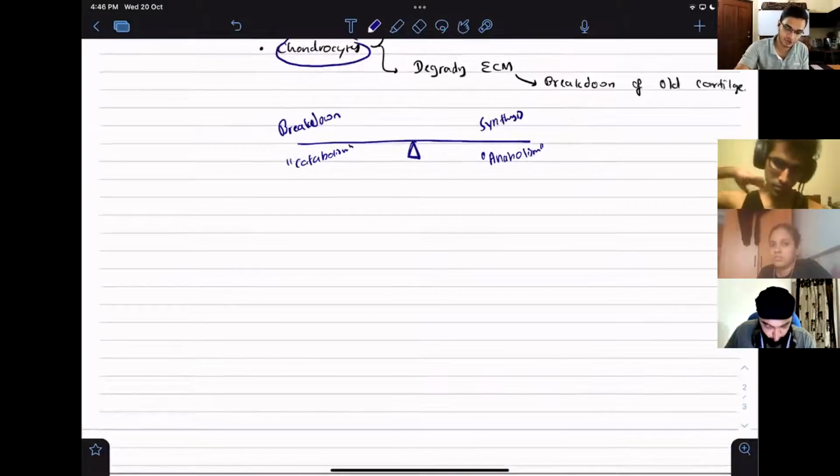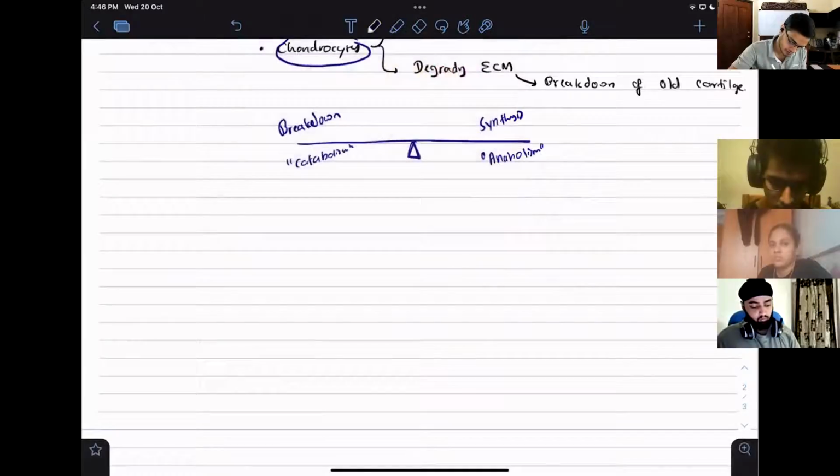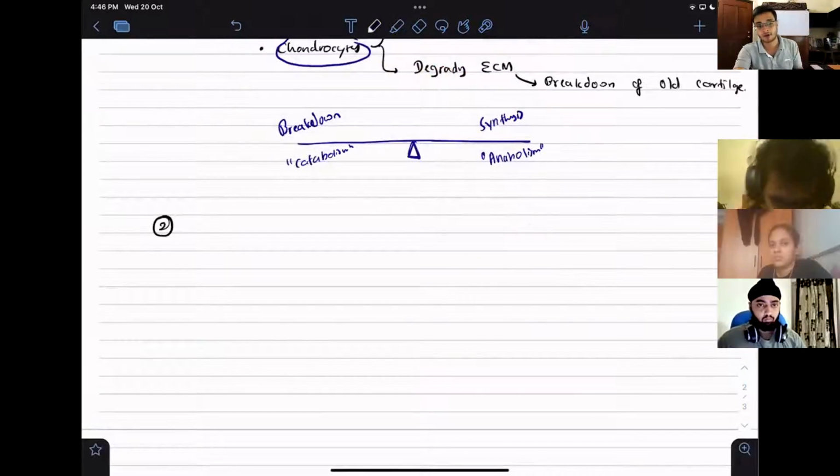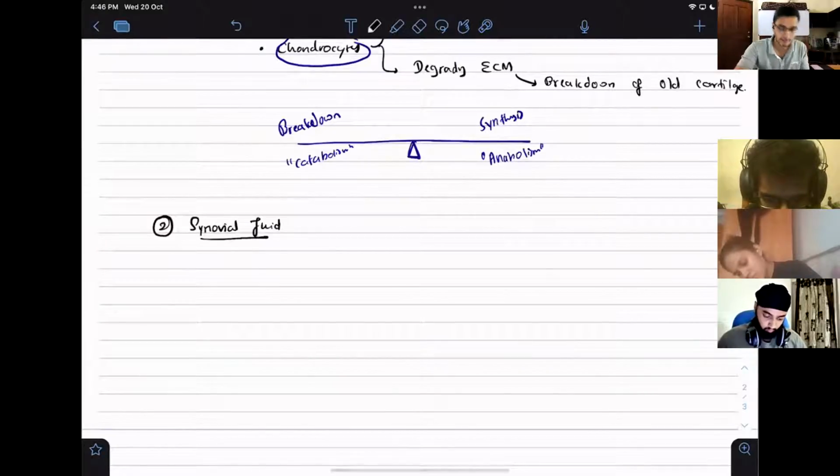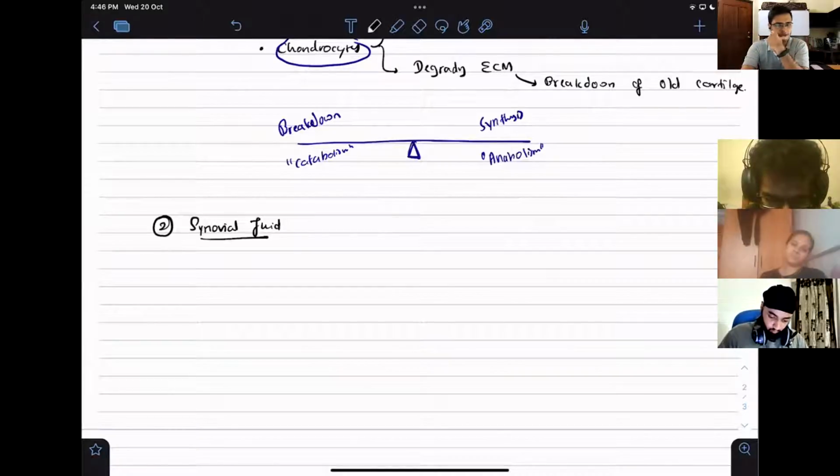What's the second joint protective mechanism? This is another very important one. What is this? Synovial fluid. Look at this, guys. What is this synovial fluid? Synovial fluid, guys, you all can write this down. I'm not going to write everything. You all can write it down.